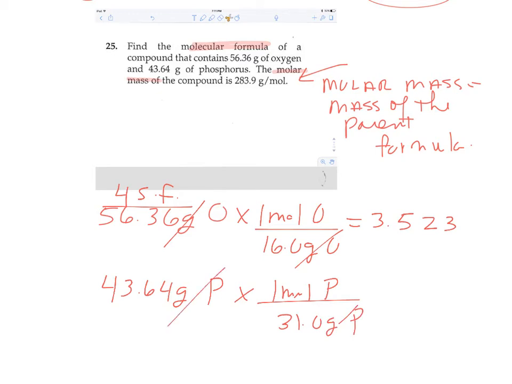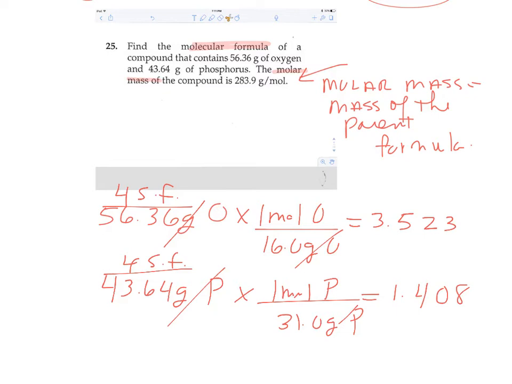Don't forget to cancel the units as you go along. Again, I need 4 significant figures. That's my given. And 43.64 divided by 31.0 to 4 sig figs is 1.408.